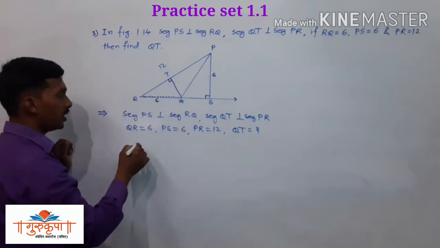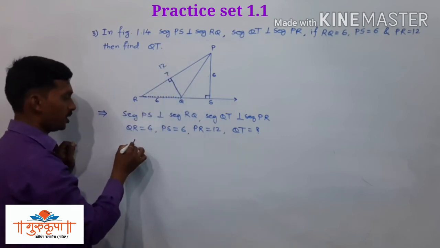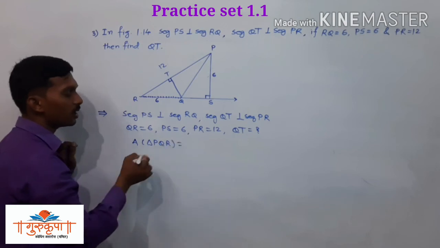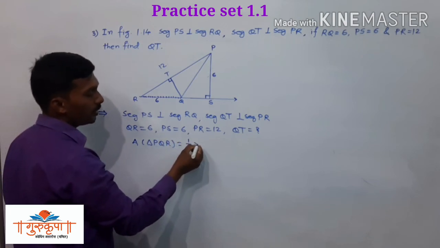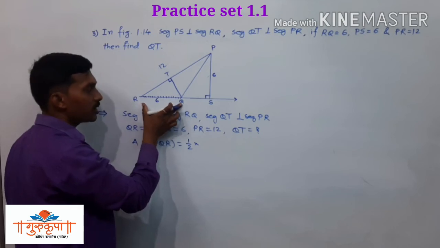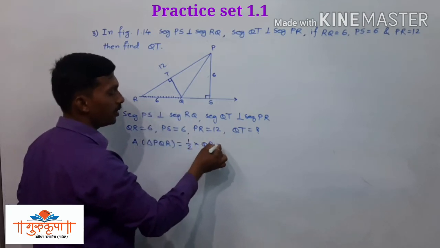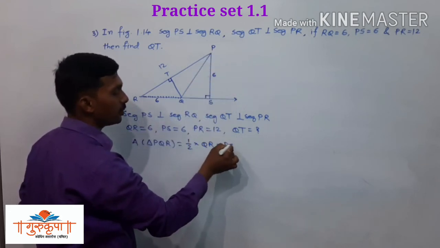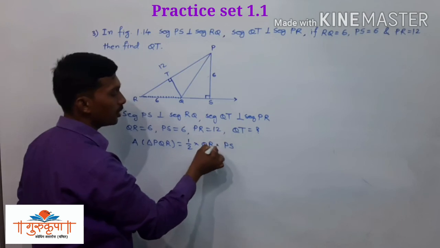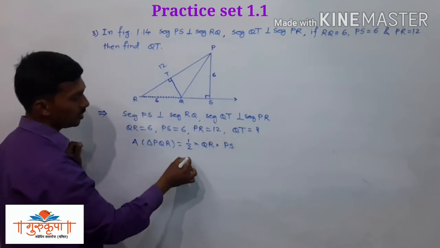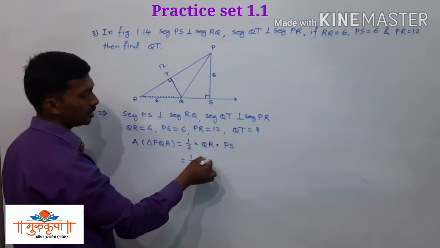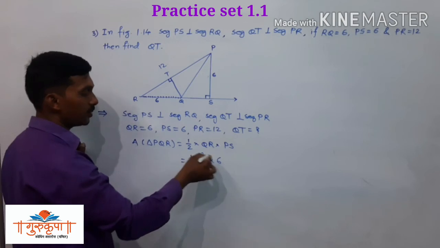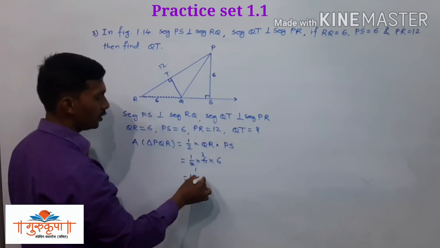So first of all, we will write area of triangle PQR. Area of triangle PQR is equal to, we know the formula, half into base into height. We consider base as QR, and when QR is base, at that time the height is PS. So here we write half into QR into PS. Now put the values there. Half into base is 6 and height is also 6. 2 1s are 2, 2 3s are 6, and 6 3s are 18 square units.